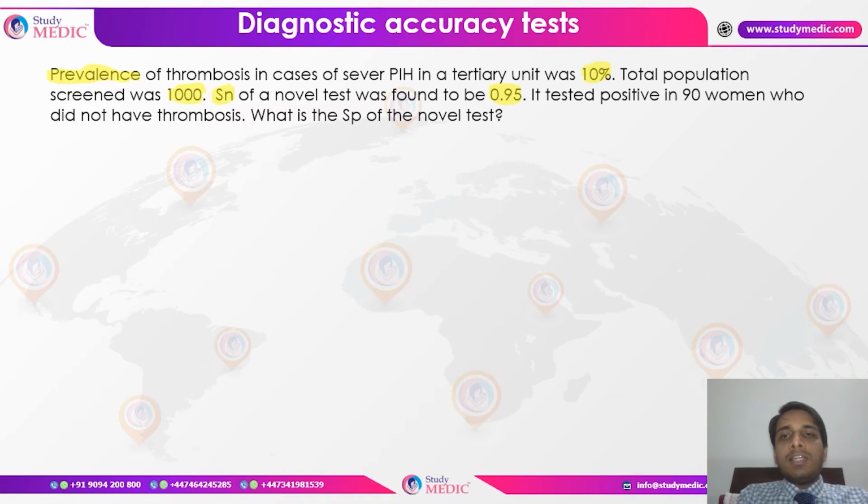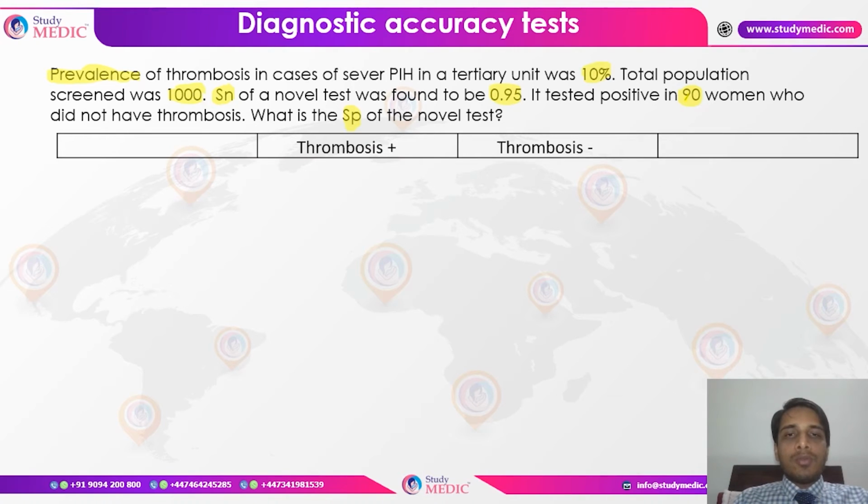It tested positive in 90 women who did not have thrombosis. What does it give? It tested positive in 90 women who did not have thrombosis. That means it is false positive in 90 women. Sensitivity is 95%. Now they want us to calculate specificity. Now let us put this into a 2 by 2 table.